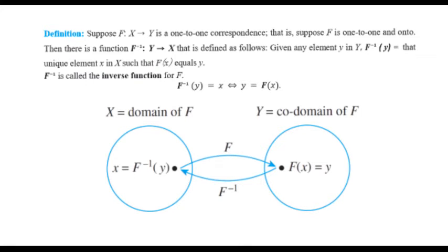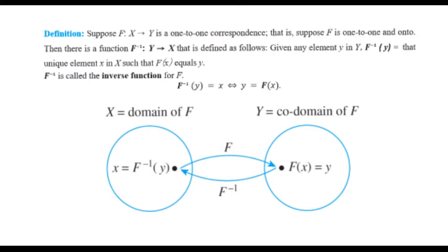Alright, so after defining one-to-one and onto functions, we have a very interesting definition. We say let f be a function with domain x and codomain y. One-to-one correspondence means f is one-to-one and onto. That's a new term that you need to remember. When we say a function is a one-to-one correspondence, we mean that f is both one-to-one and onto. Okay, so please remember this.